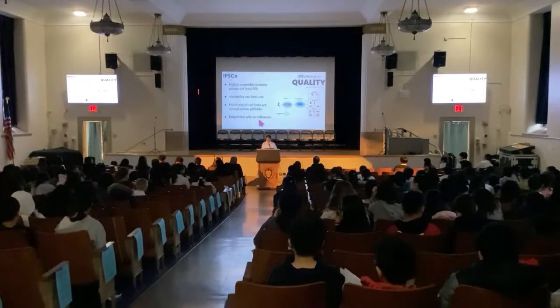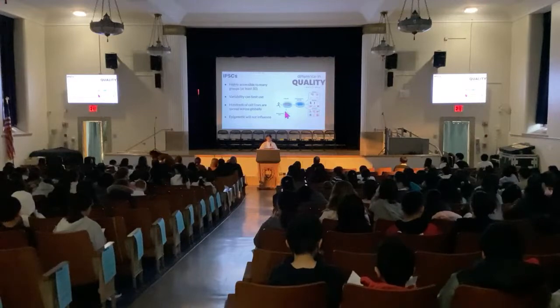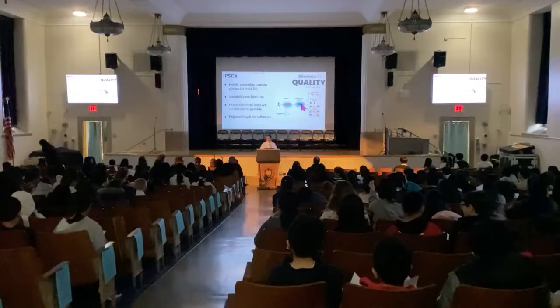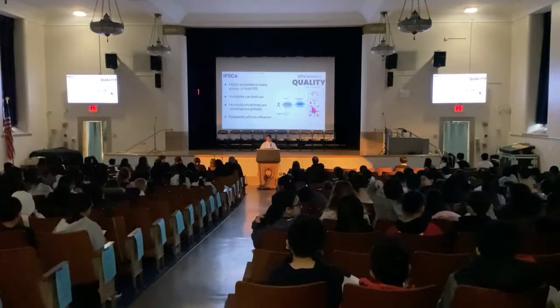So as you can see here, this is another diagram of how adult cells are being reprogrammed. So when they are reprogrammed, they can turn into the brain, the heart, and even the lungs.